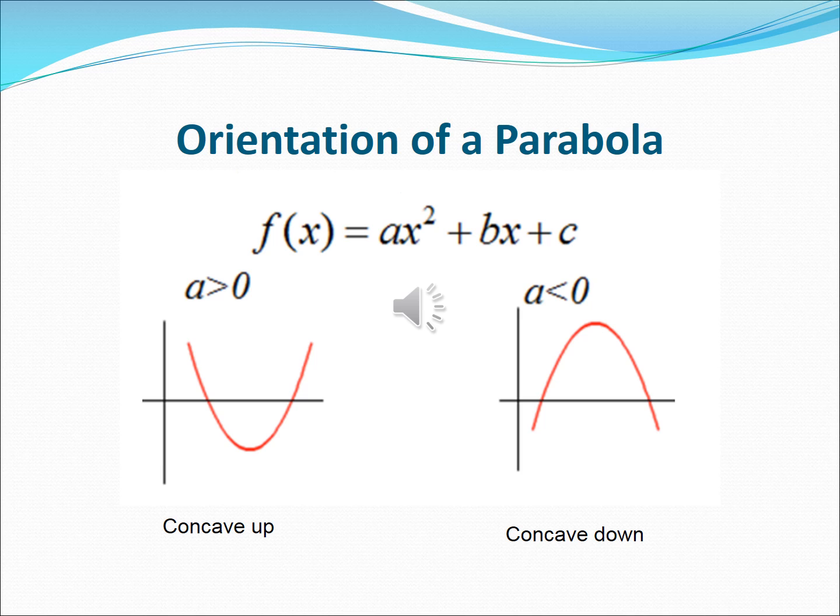Orientation of a parabola. Any quadratic function of the form f of x equals ax squared plus bx plus c, when we graph it, we get the shape of a parabola. And this parabola is either concave up when a is greater than 0, or concave down when a is less than 0.